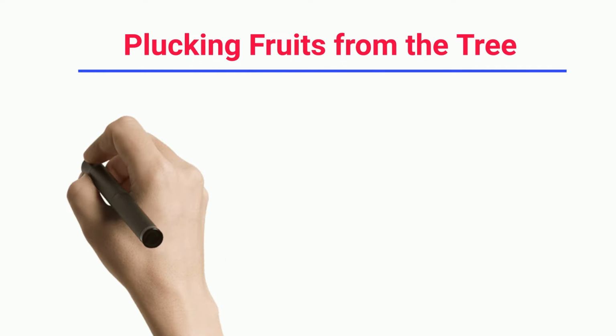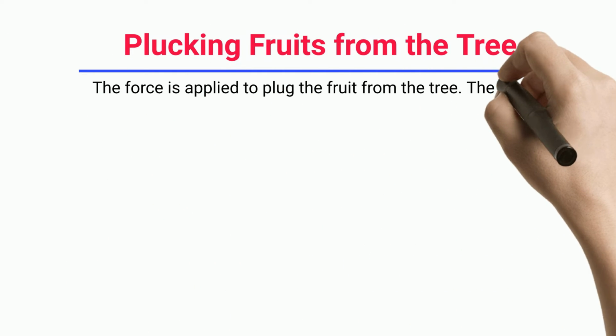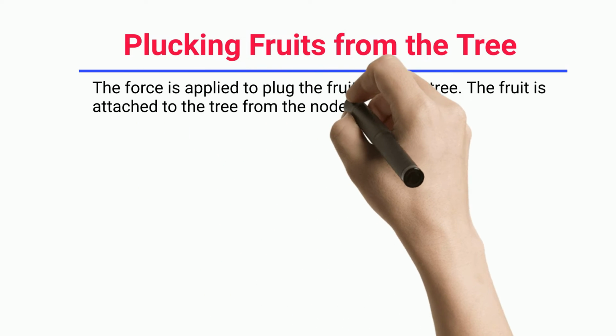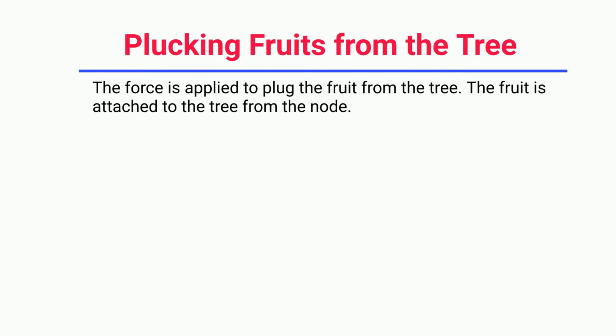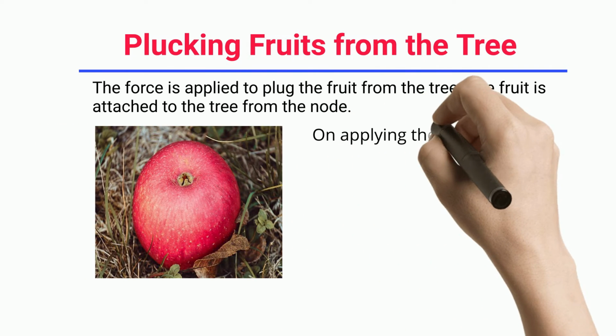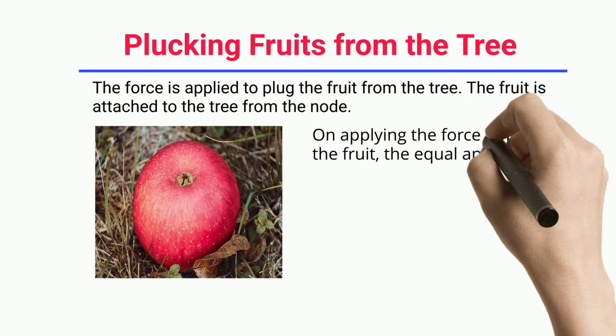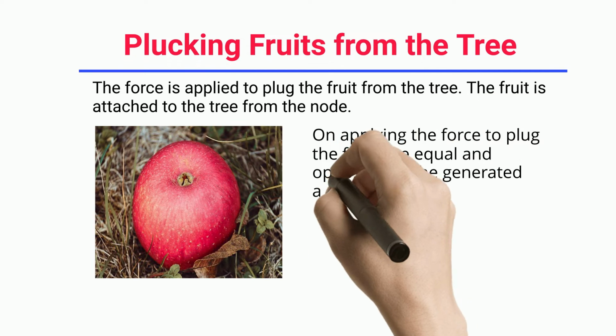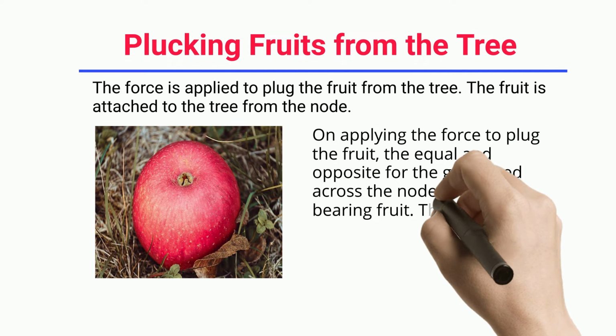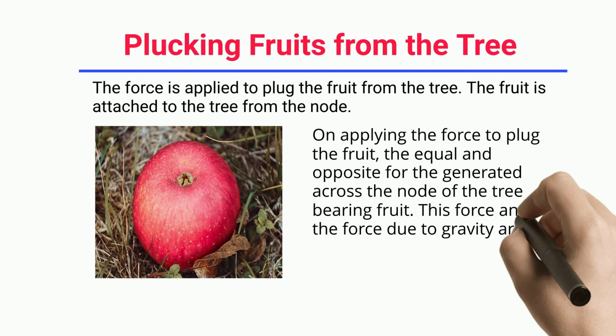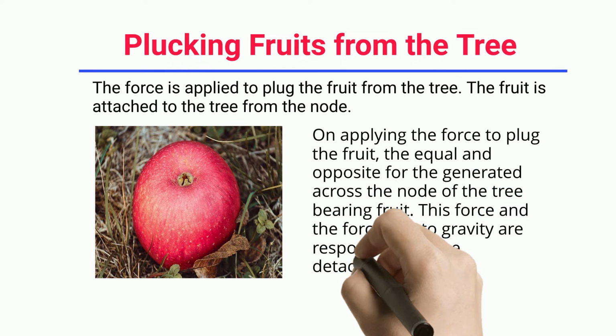Plucking fruits from the tree. The force is applied to pluck the fruit from the tree. The fruit is attached to the tree from the node. On applying the force to pluck the fruit, an equal and opposite force is generated across the node of the tree bearing fruit. This force and the force due to gravity are responsible for the detachment of the fruit from the tree.